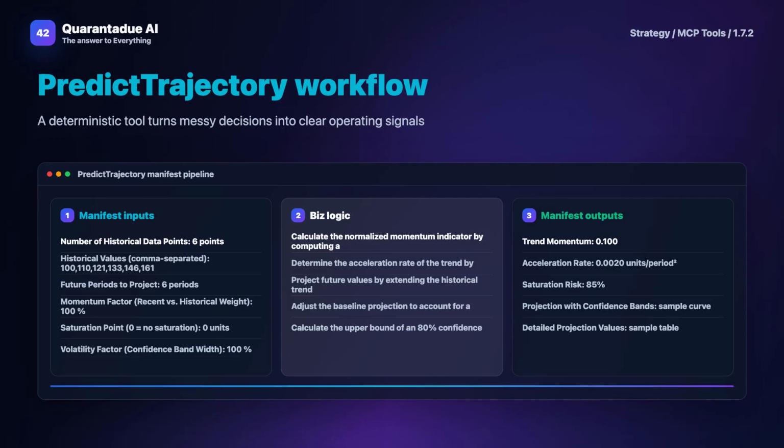Project future values by extending the historical trend using the calculated momentum and acceleration, applying a quadratic projection model over the specified number of future periods. Adjust the baseline projection to account for a saturation point by applying a logistic growth model that asymptotically approaches the saturation limit if a saturation point is specified.